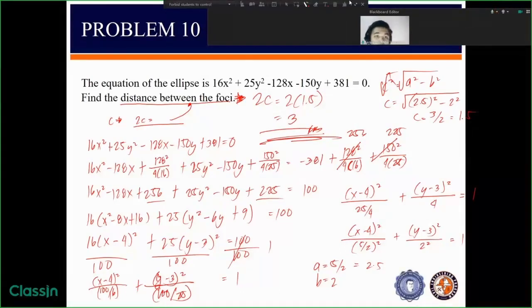So you should master converting the general equation into the standard form, in circle, parabola, ellipse, and hyperbola. It is better to master all of those. So let's proceed to the next question.